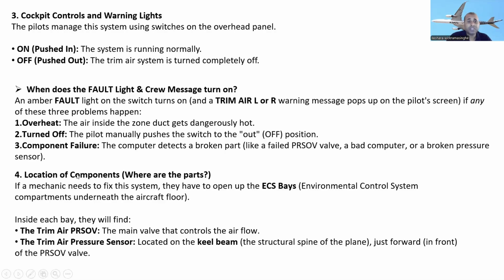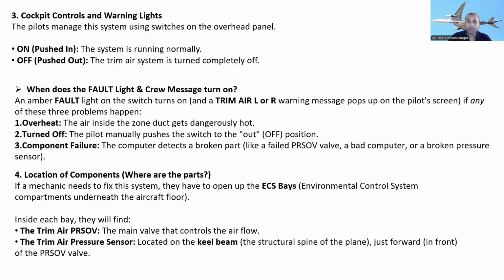Right, so the location of the components, where are the parts? If a mechanic needs to fix this system, they have to open up the ECS bay, the environmental control system compartment underneath the aircraft floor. Inside each bay, you can find the trim air pressure regulating shut-off valves, the main valves that control the airflow, and the trim air pressure sensor, located on the keel beam, the structural spine of the plane, just forward of the pressure regulating shut-off valve.